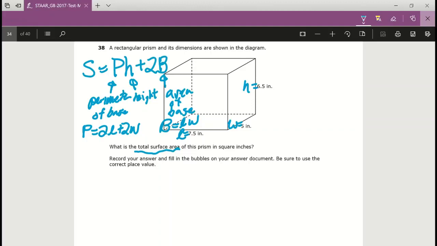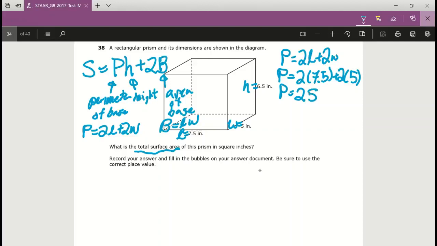Next, from here, let's start off by finding the perimeter of our base. So we have this formula. I'm going to write it down again. P equals 2L plus 2W. So perimeter equals 2 times 7.5, our length, plus 2 times our width, 5. So we get our perimeter. Perimeter is 25. So this is a very important number. I'm going to underline it so I know it's important.